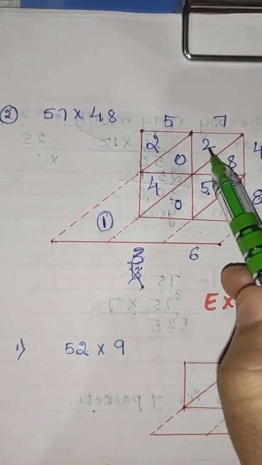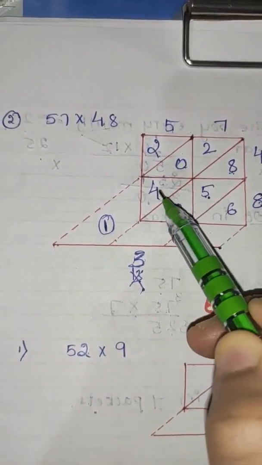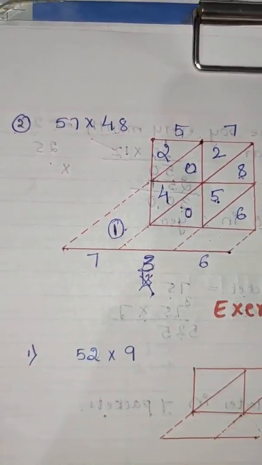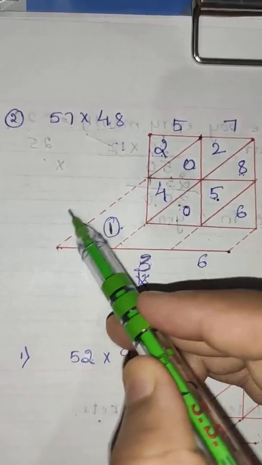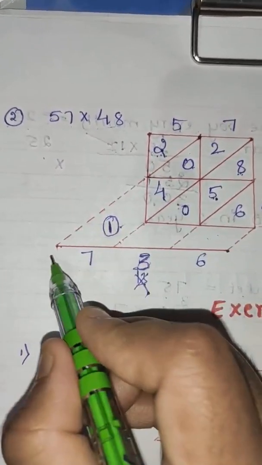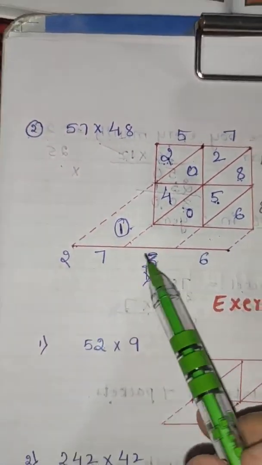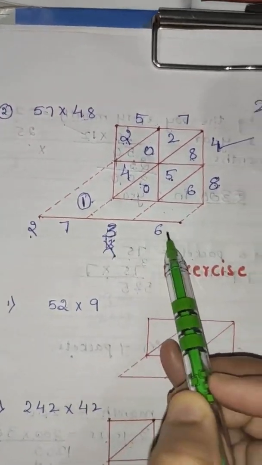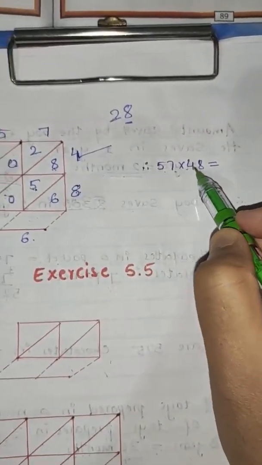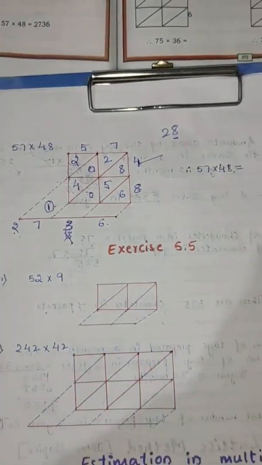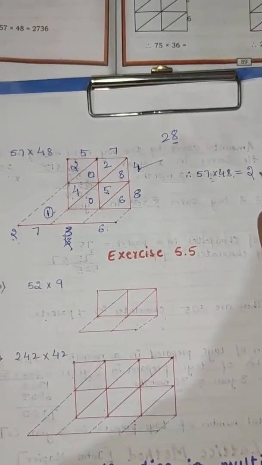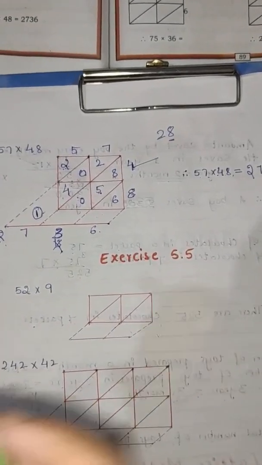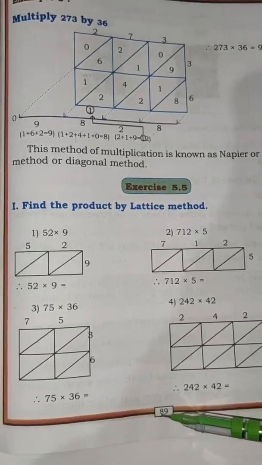Okay. So now 2 plus 0 is 2. 2 plus 4 is 6. 6 plus 1 is 7. Next 2. Only one number is there here, right? So we'll write 2 here. So what is the answer here? 2736. Therefore 57 into 48 is equal to 2736. Understood, children?